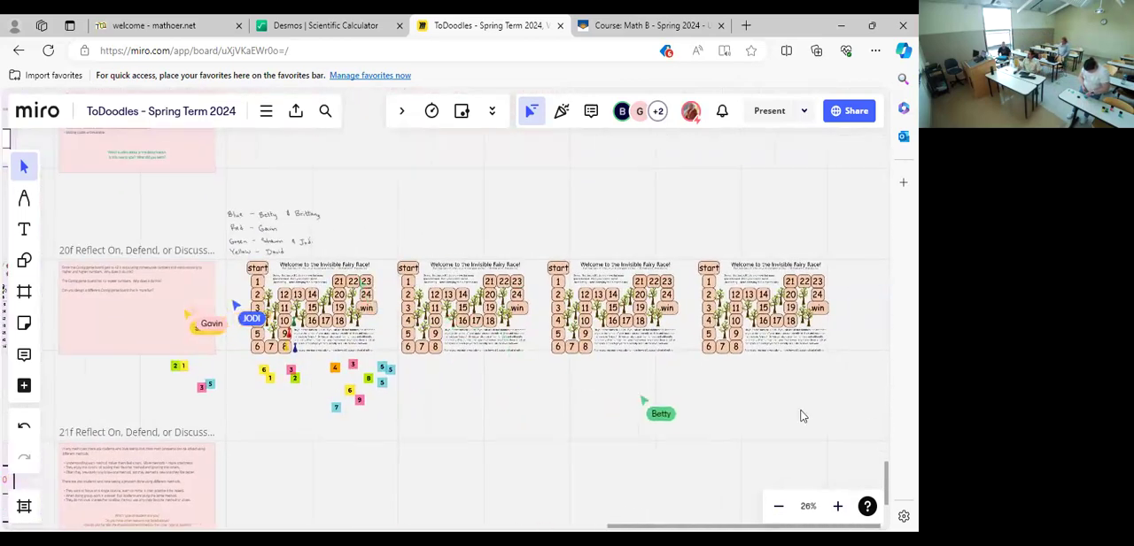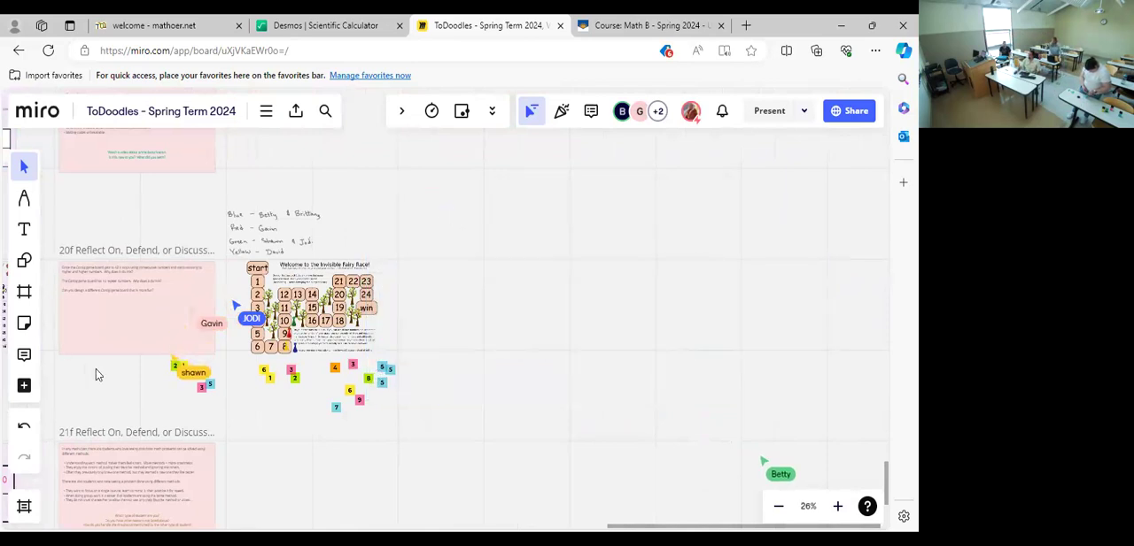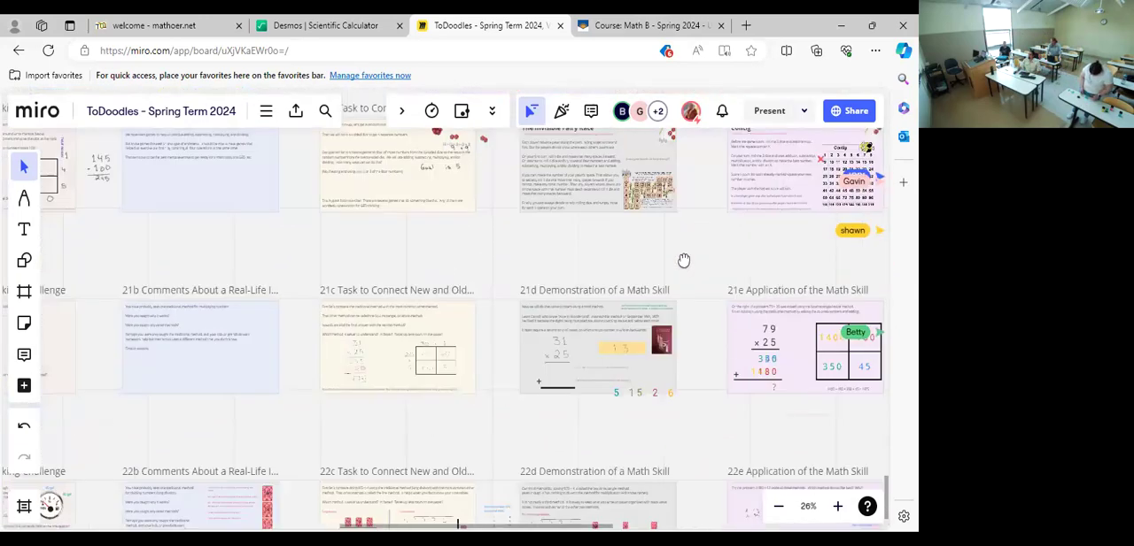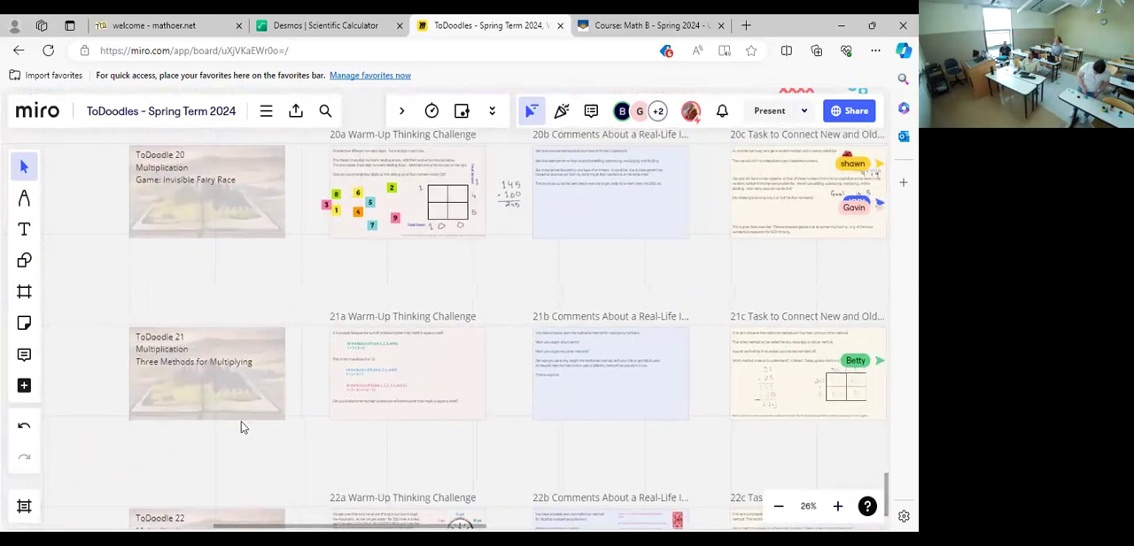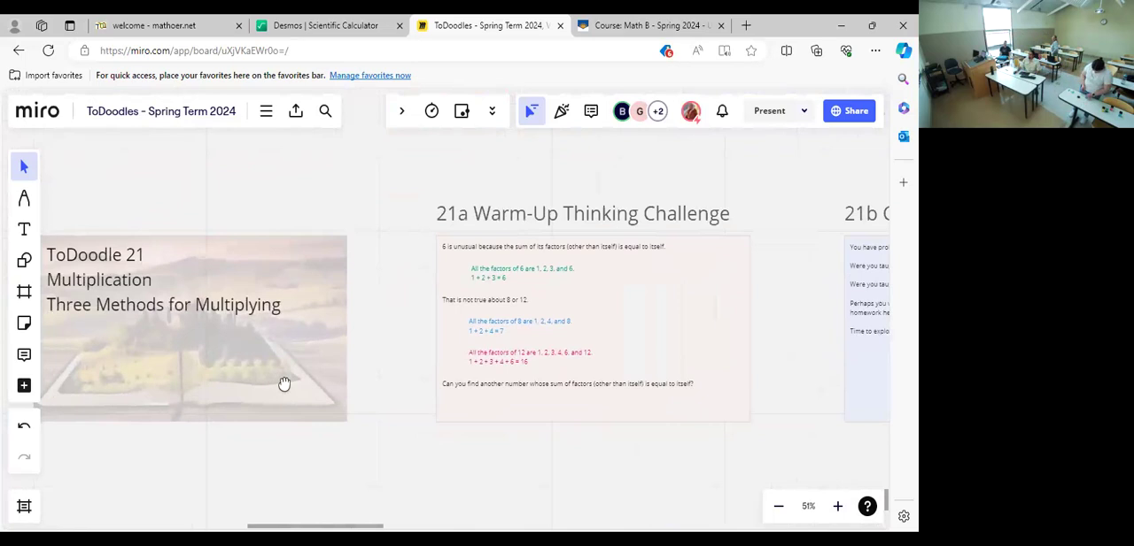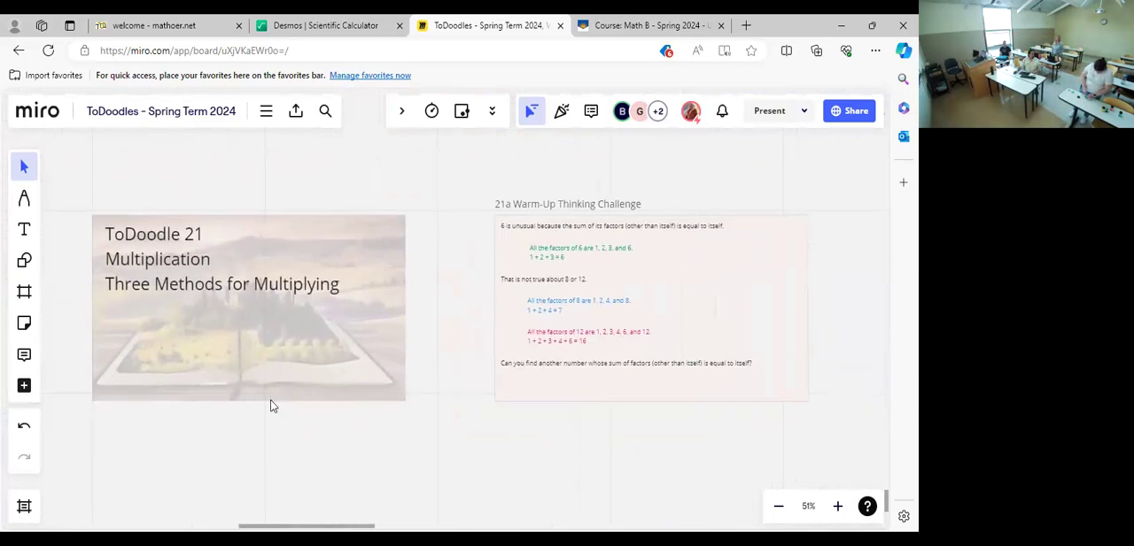Okay, I hope that we didn't need 3 extra copies of that. Just a minute. Okay. No, that's too many. That's too many games. So take a short break, and then we'll do the 3 methods for multiplying. And waffles. I got into it. That's too big. That is too many.